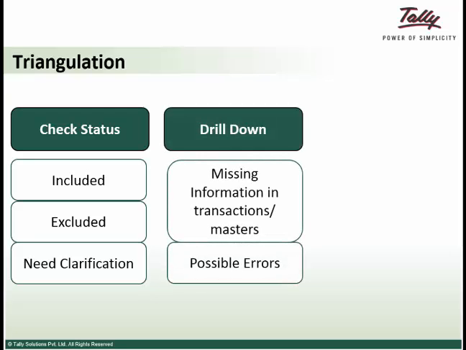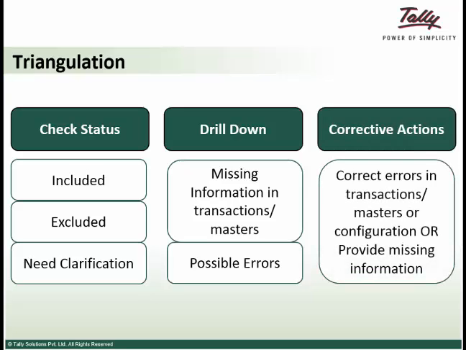Drill down. The user can drill down into each type, included, excluded, and uncertain, and satisfy himself of the correctness of information. Corrective actions. In the uncertain bucket, Tally gives the different reasons for errors or missing information. The user can go directly into the master or transaction and correct the errors or provide the missing information. This results in 100% correct return, giving confidence of a hand-prepared return. Now let us see this powerful capability in action.